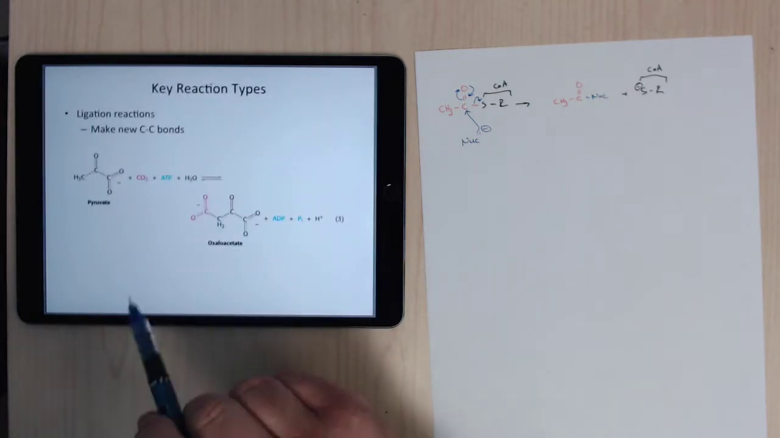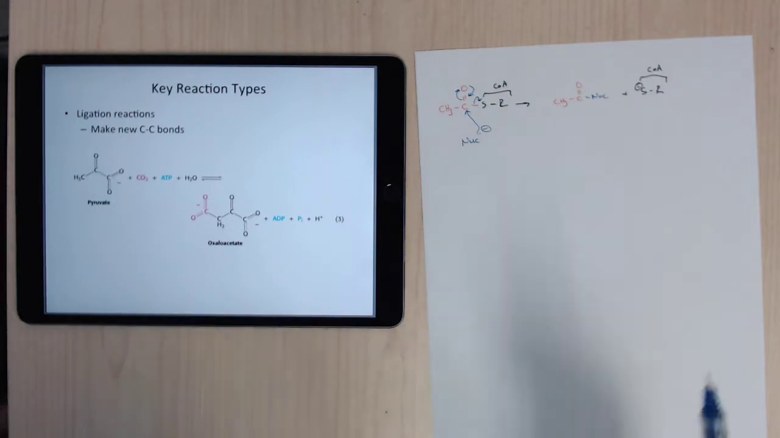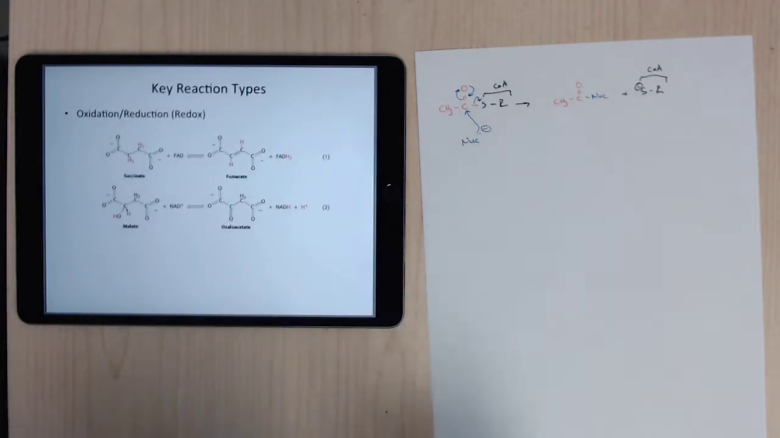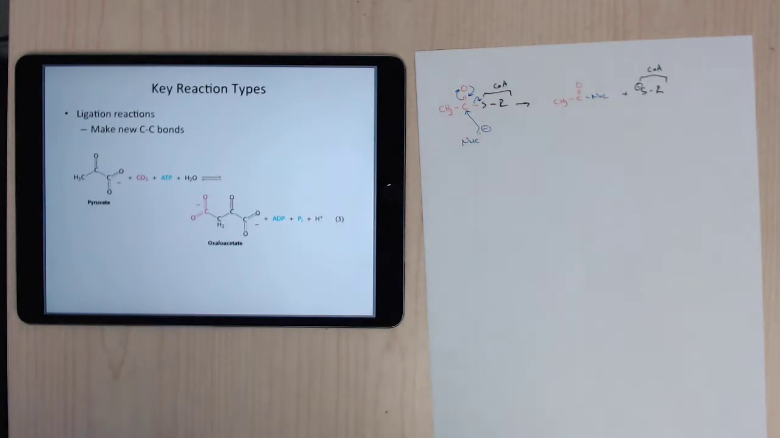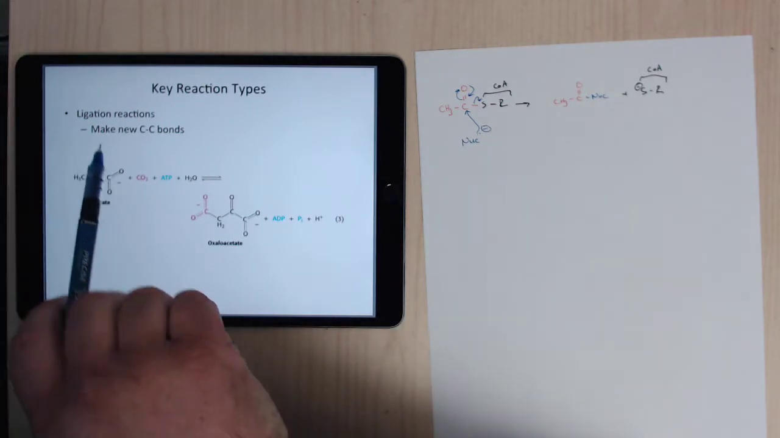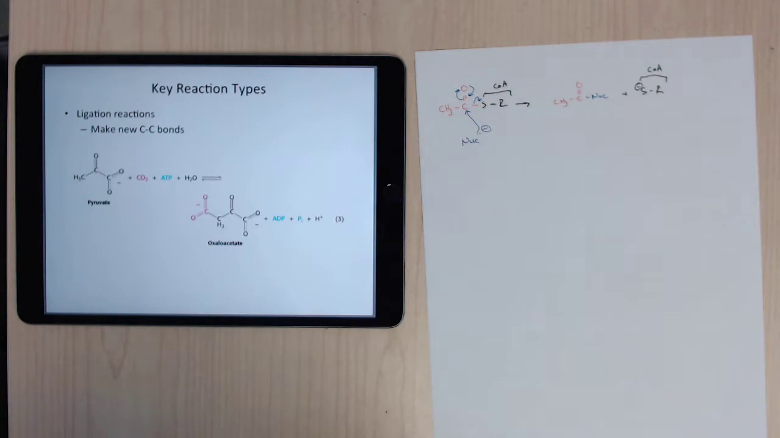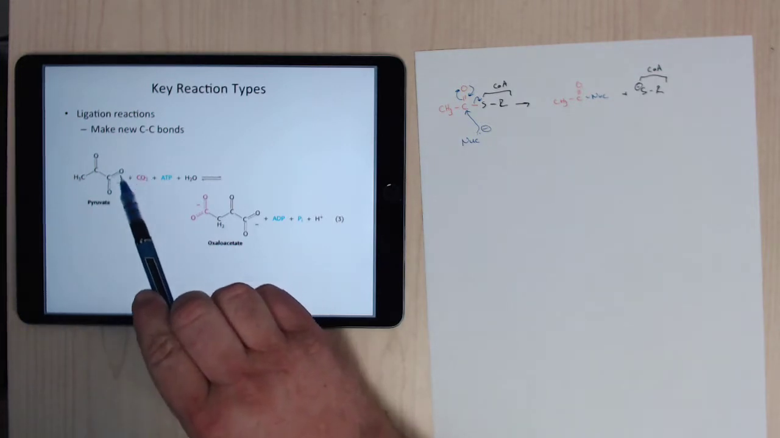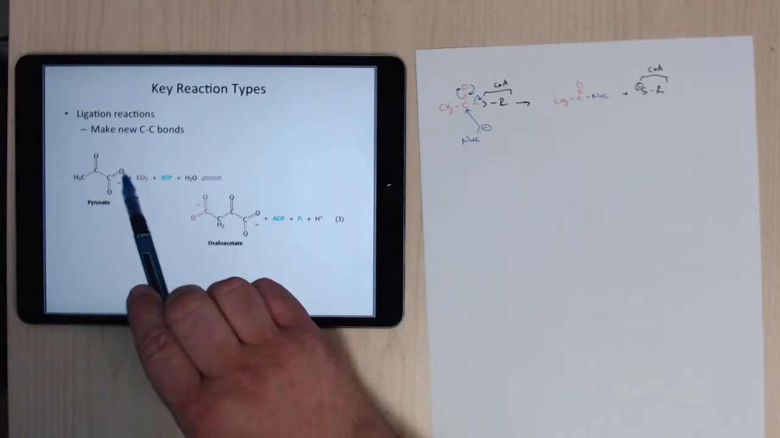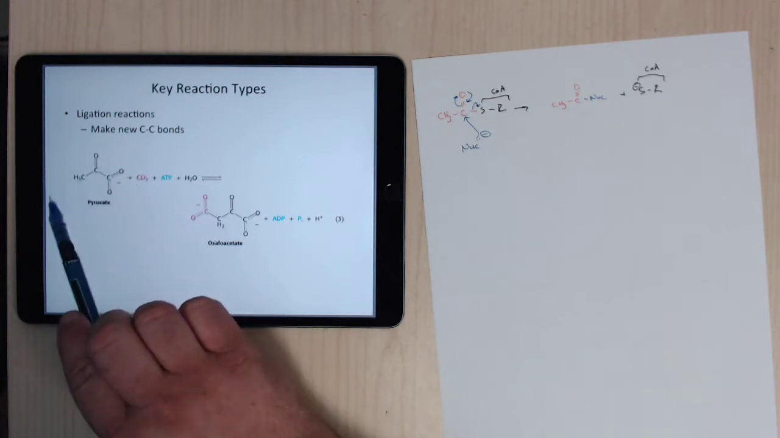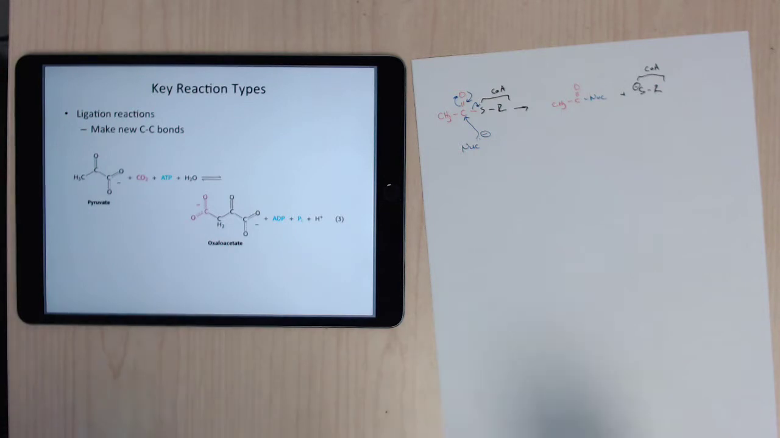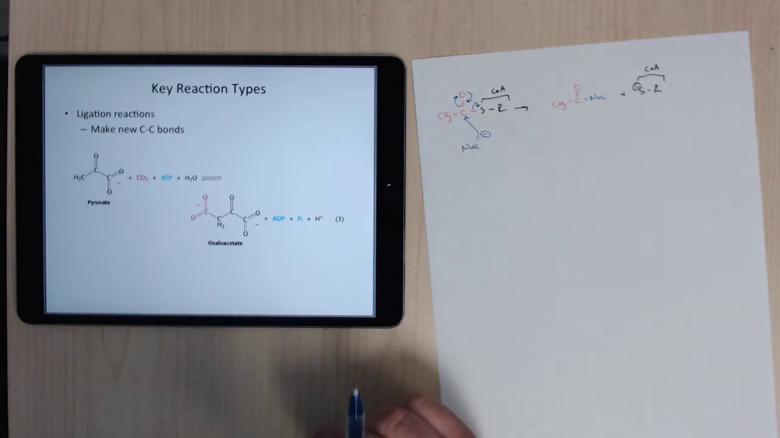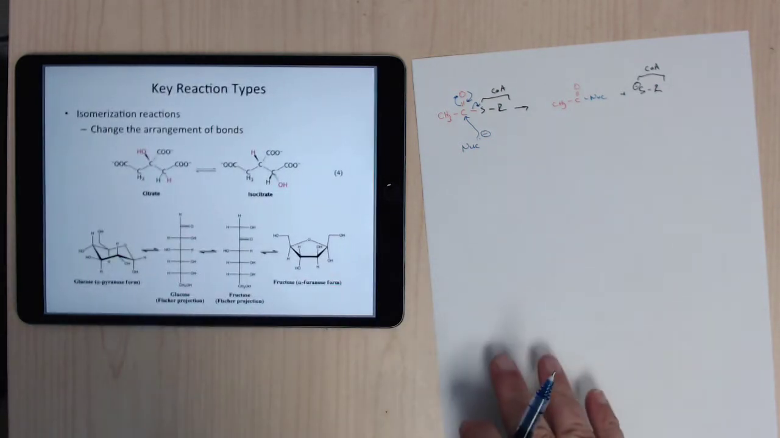Okay. So in this case we do redox chemistry where we change the number of CO bonds. The other type we're going to be dealing with are ligation reactions, where we're making new carbon-carbon bonds. In this case we're adding new CO2 molecules, so we're adding new carbon groups. We're adding it to this. So two things coming together and clicking right together.